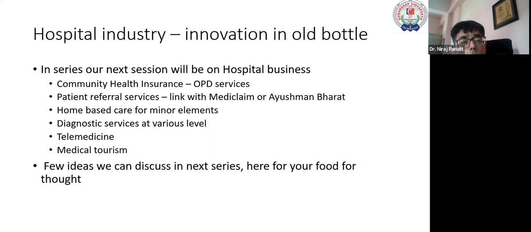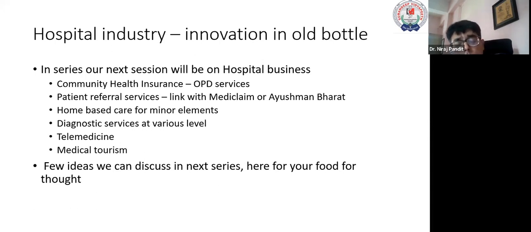Community health insurance is a very important new concept upcoming. OPD services: nobody is covering OPD services in Mediclaim or any insurance services. Ayushman Bharat has started some OPD based services, but not all. So OPD services are still not covered in many places, and OPD based drug prescription is also not covered.